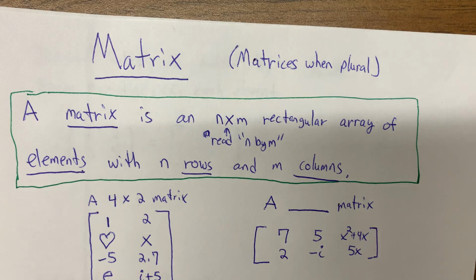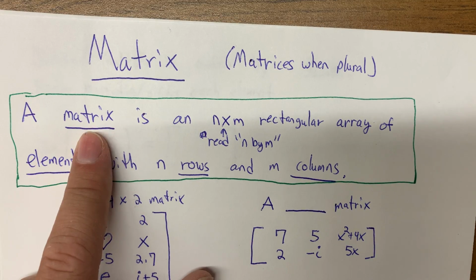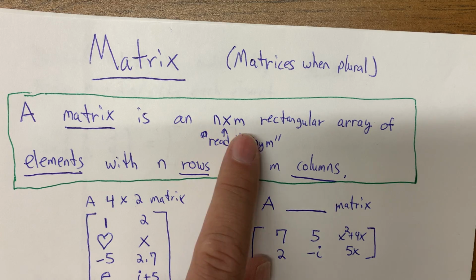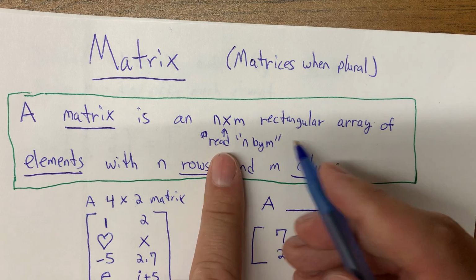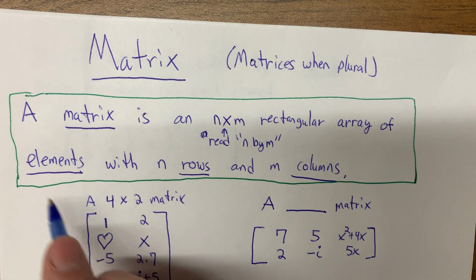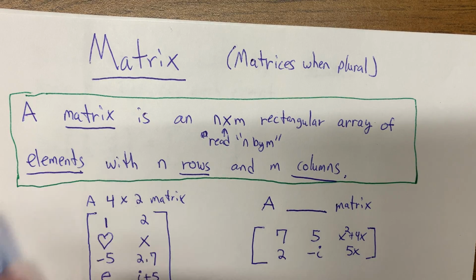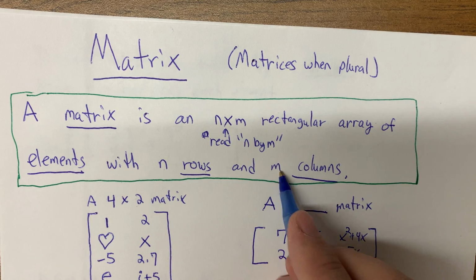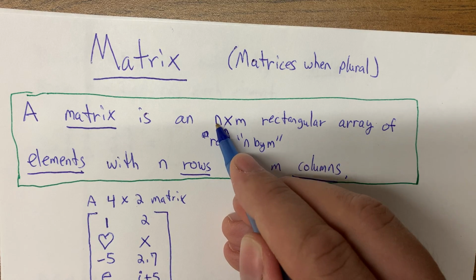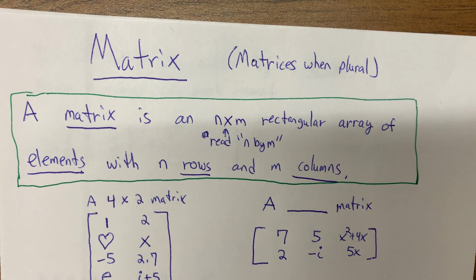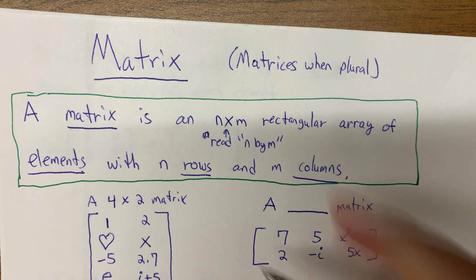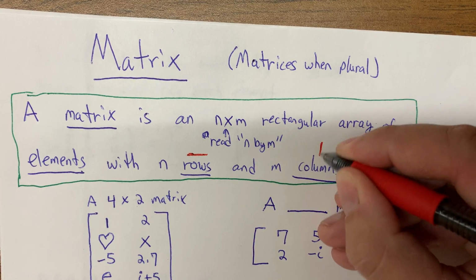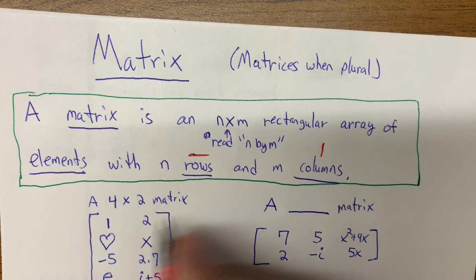So matrices or matrix. A matrix is an n by m, that's how we read this, rectangular array of elements. The elements are whatever is inside of the matrix, with n rows and m columns. This tells you how many rows there are, and this tells you how many columns. A row, of course, is how many horizontal things there are. A column is vertical.